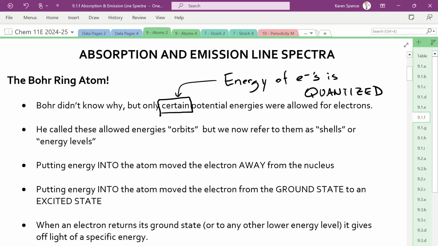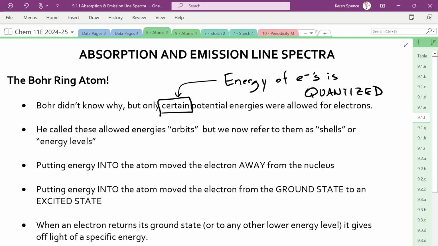Now, what he said is he called these energies orbits, and he pictured them as orbits around the nucleus. But now we refer to them as shells, because it's not like going around like this. We now envision it like a spherical shell, but even that isn't quite correct. We now refer to them as shells or energy levels.